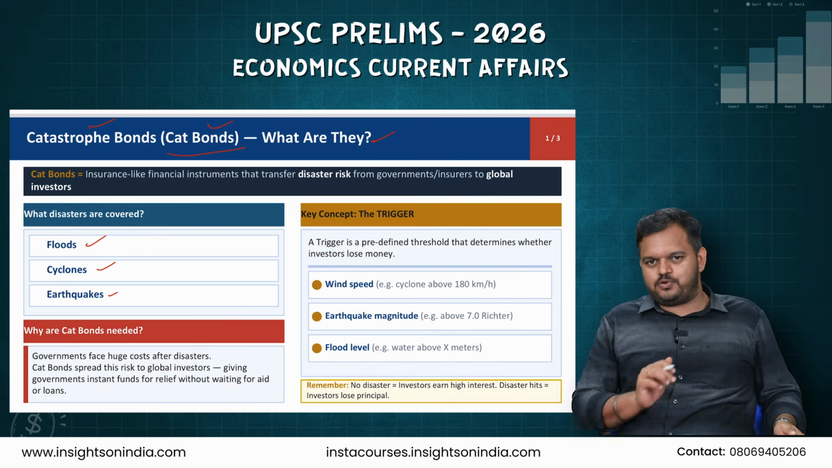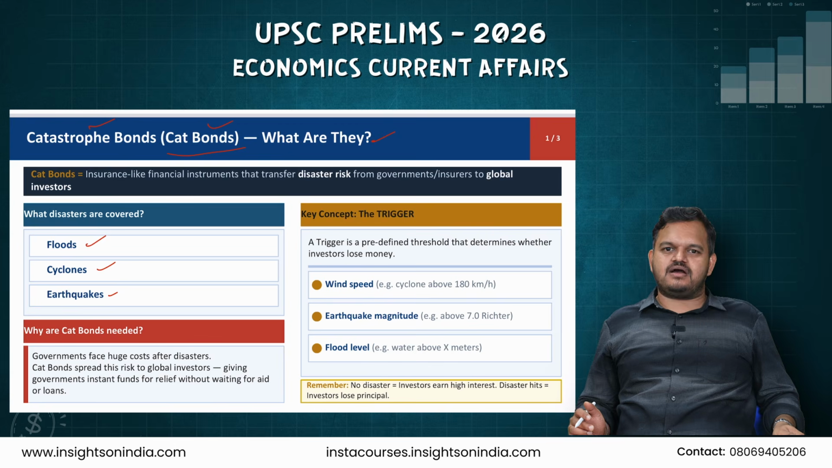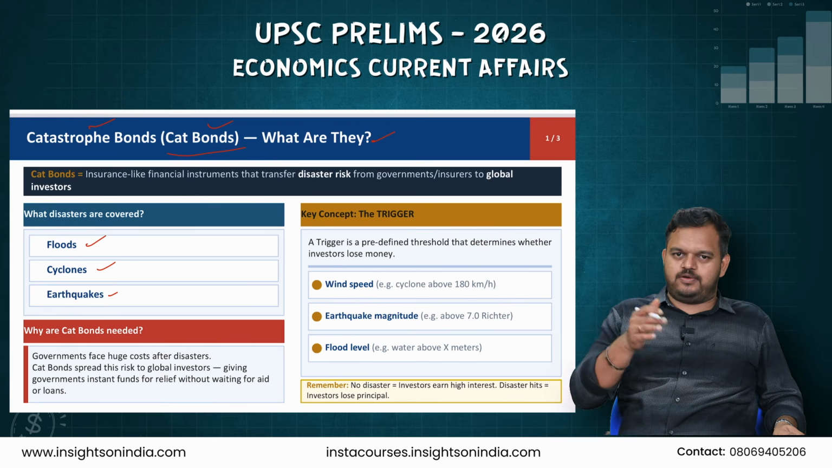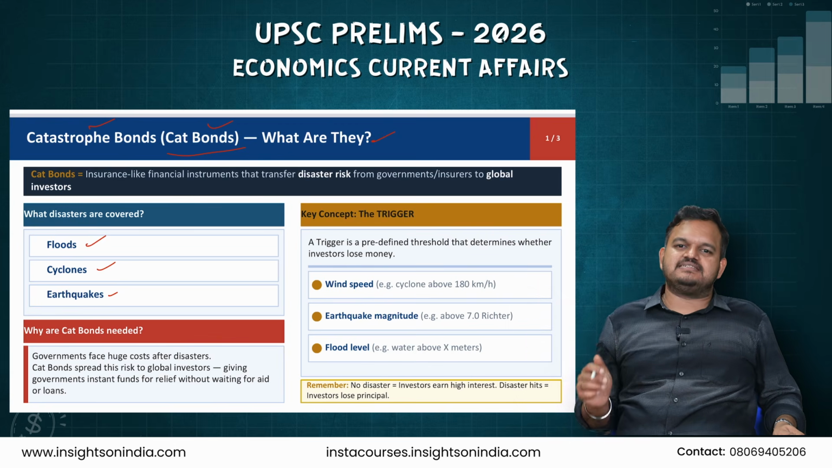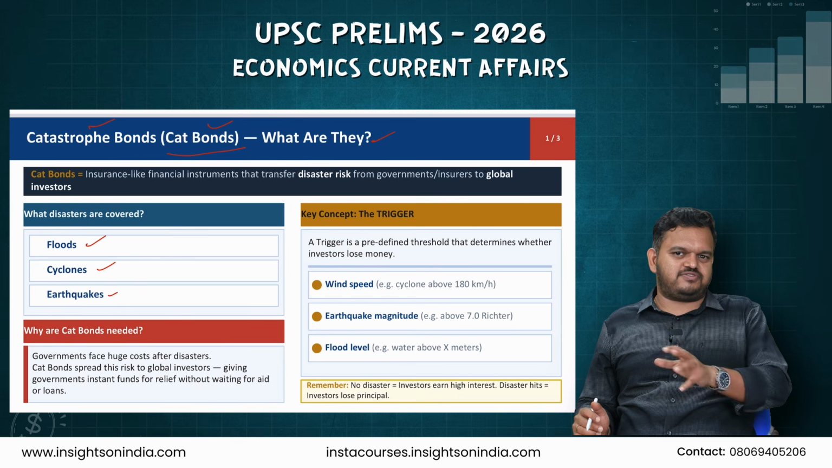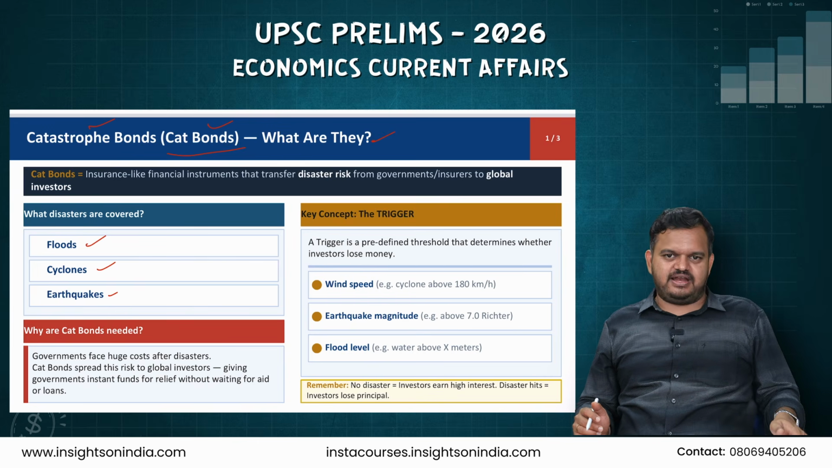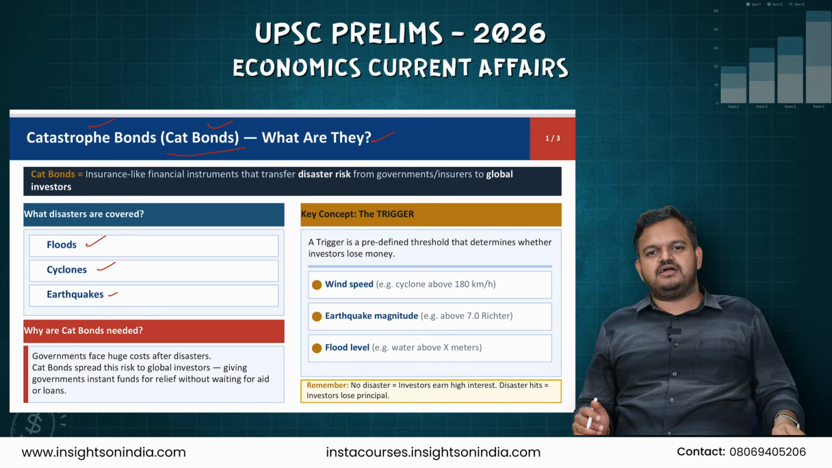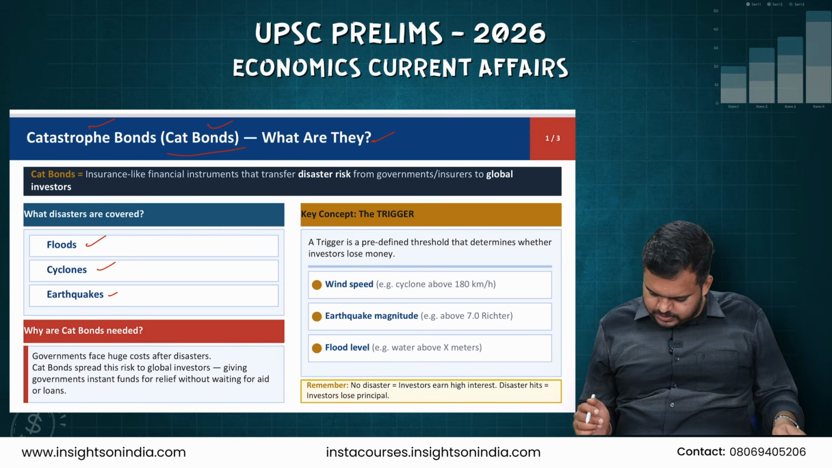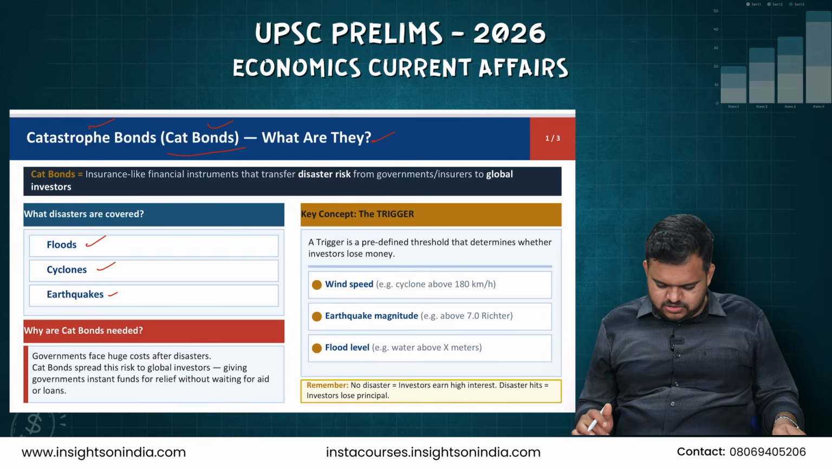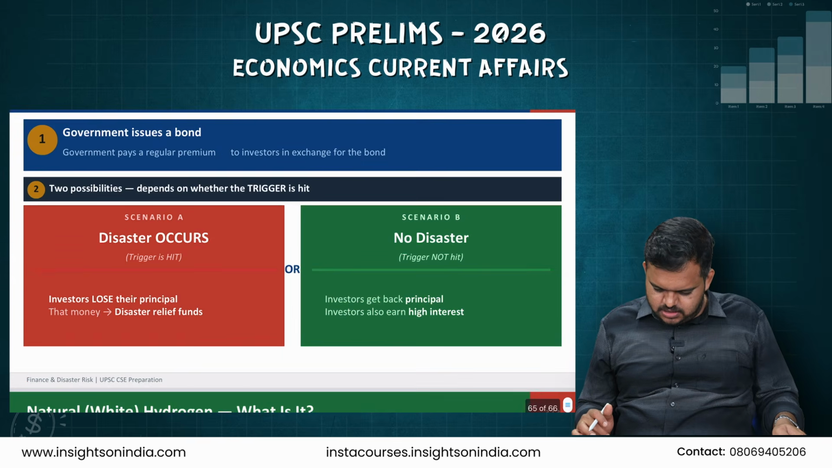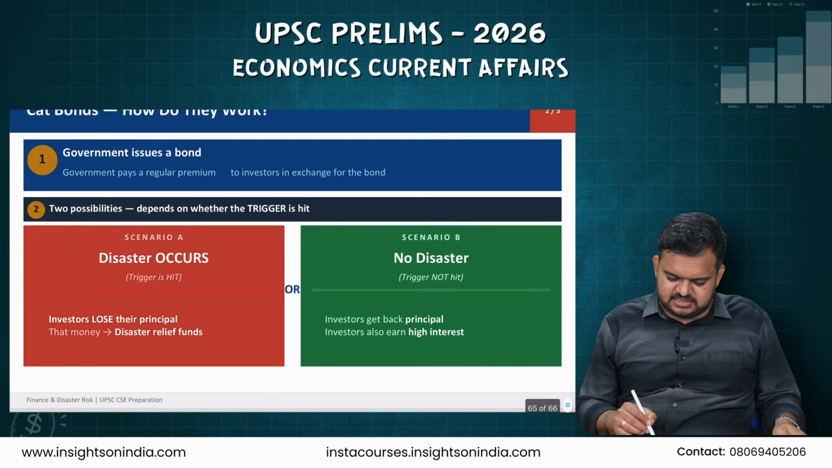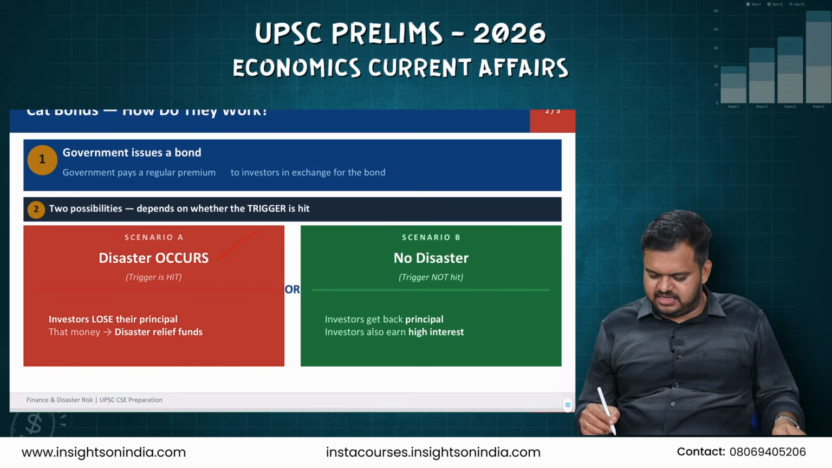So, has it been approved? Not yet. The Kerala government has proposed these catastrophe bonds to the central government because Kerala is prone to a lot of such disasters every year, especially during the monsoon season, but the government is yet to approve it. So, it's about cat bonds. When the disaster occurs, you will lose the money. If there is no disaster, then you will get the money.